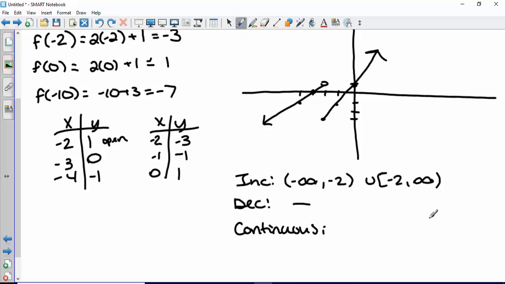Does this graph ever decrease? No. Where is it continuous? So continuous means it's never constant. But if I ask you about continuous, that's saying where can you graph this without picking up your pencil? It's everywhere except that -2, right? So it's everything until -2 and everything after.